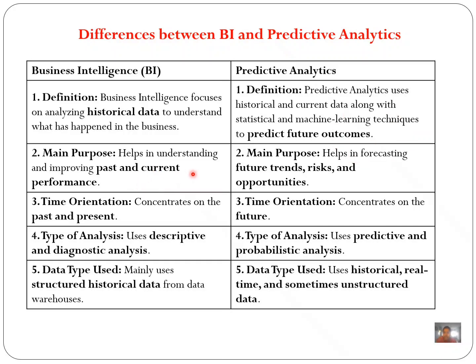Business intelligence helps in understanding and improving the past and current performance. Predictive analytics helps in forecasting the future trends, risks, and opportunities. Business intelligence concentrates on the past and present, predictive analytics concentrates on the future. It uses descriptive and diagnostic analytics. It uses predictive and probabilistic analysis. It mainly uses structured historical data from warehouses. It uses historical data, real-time data, and sometimes unstructured data also.